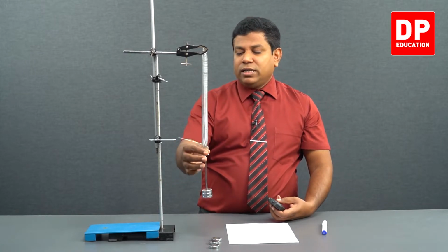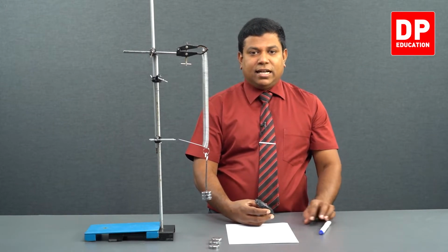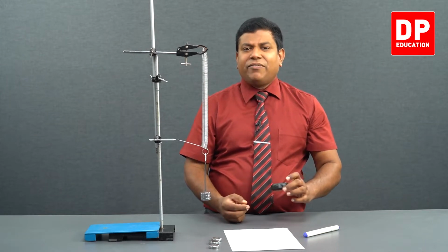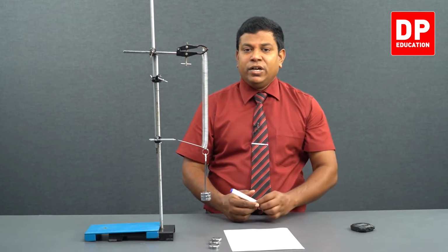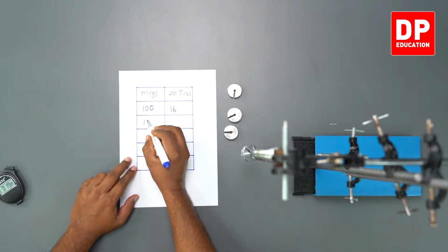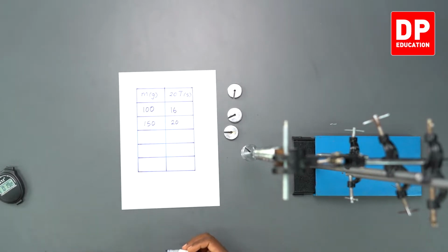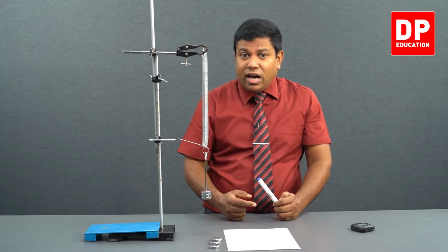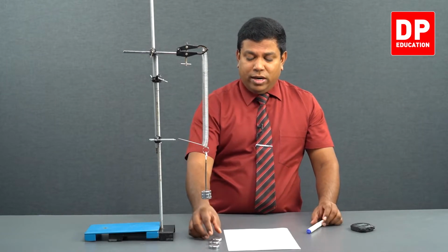This time, look at the reading, I have got 19.85 seconds. I can actually write it as 20, since 19.85 is almost 20. This is for 150 grams. 20 seconds was the time. That's not for one oscillation, make sure it's for 20 oscillations. So later when I draw the graph, I have to divide this by 20 and find the time for one oscillation. Right? Okay. Now, let's increase the weight.